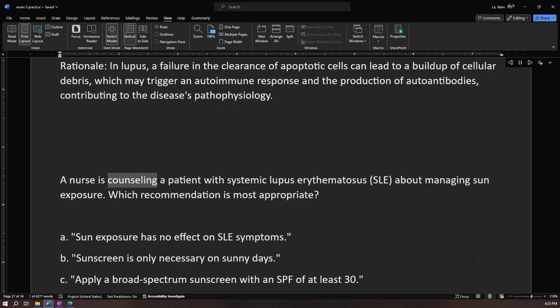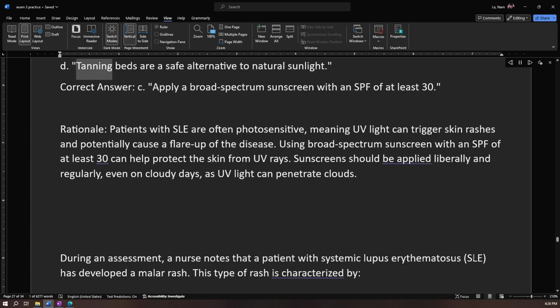A nurse is counseling a patient with systemic lupus erythematosus, SLE, about managing sun exposure. Which recommendation is most appropriate? A. Sun exposure has no effect on SLE symptoms. B. Sunscreen is only necessary on sunny days. C. Apply a broad-spectrum sunscreen with an SPF of at least 30. D. Tanning beds are a safe alternative to natural sunlight. Correct answer. C. Apply a broad-spectrum sunscreen with an SPF of at least 30.